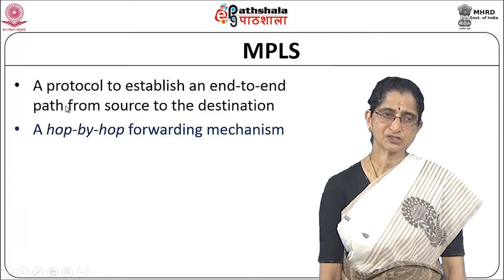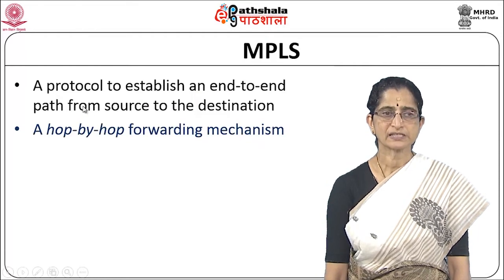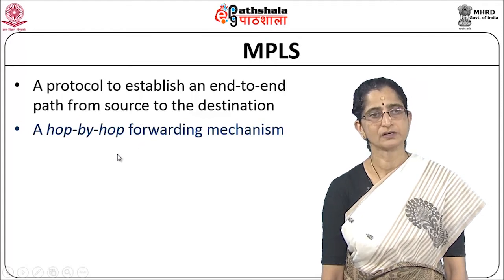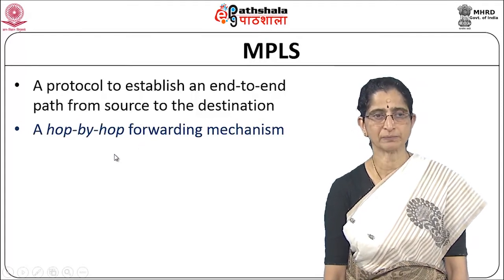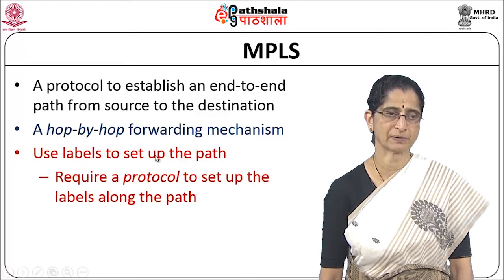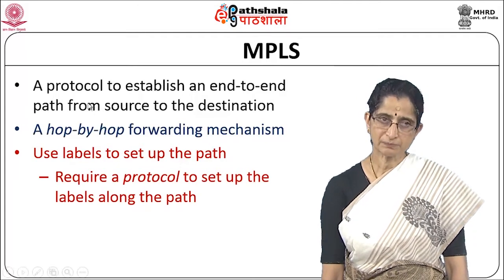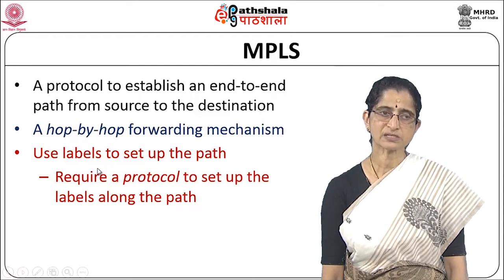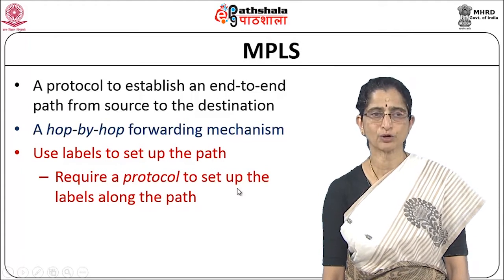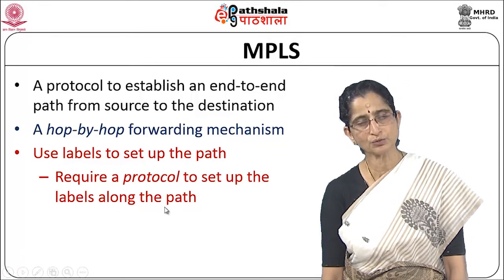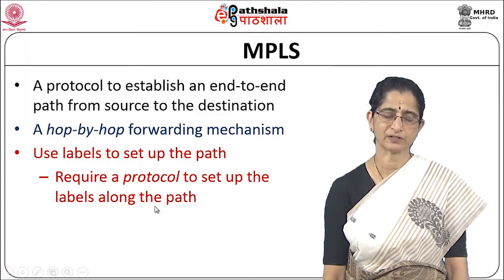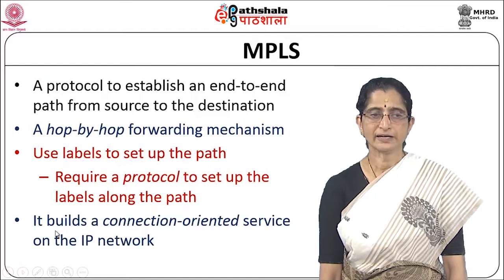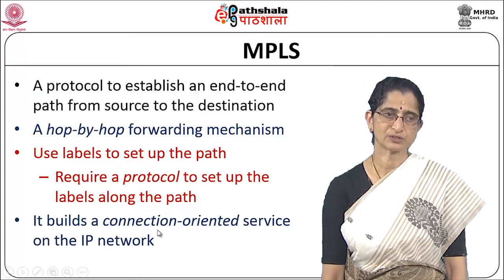Essentially, if you look at MPLS, what does it do? It is a protocol to establish an end-to-end path from the source to the destination. Plus it uses a hop by hop forwarding mechanism, as we do in the case of IP packets. To set up this path, it makes use of labels. Since it uses labels to set up the path, you would also require a protocol to set up the labels along the path. So it also includes a label distribution protocol. And it builds a connection oriented service on the IP network. That is the basic idea.